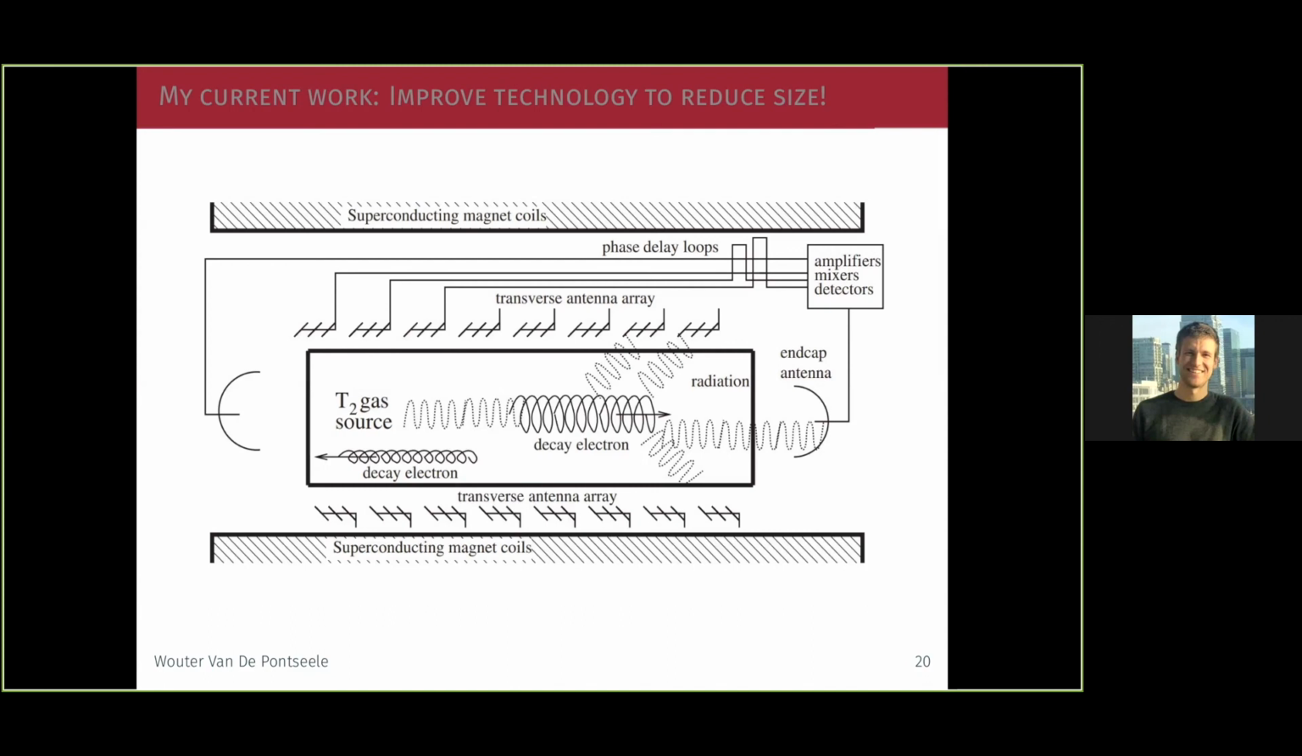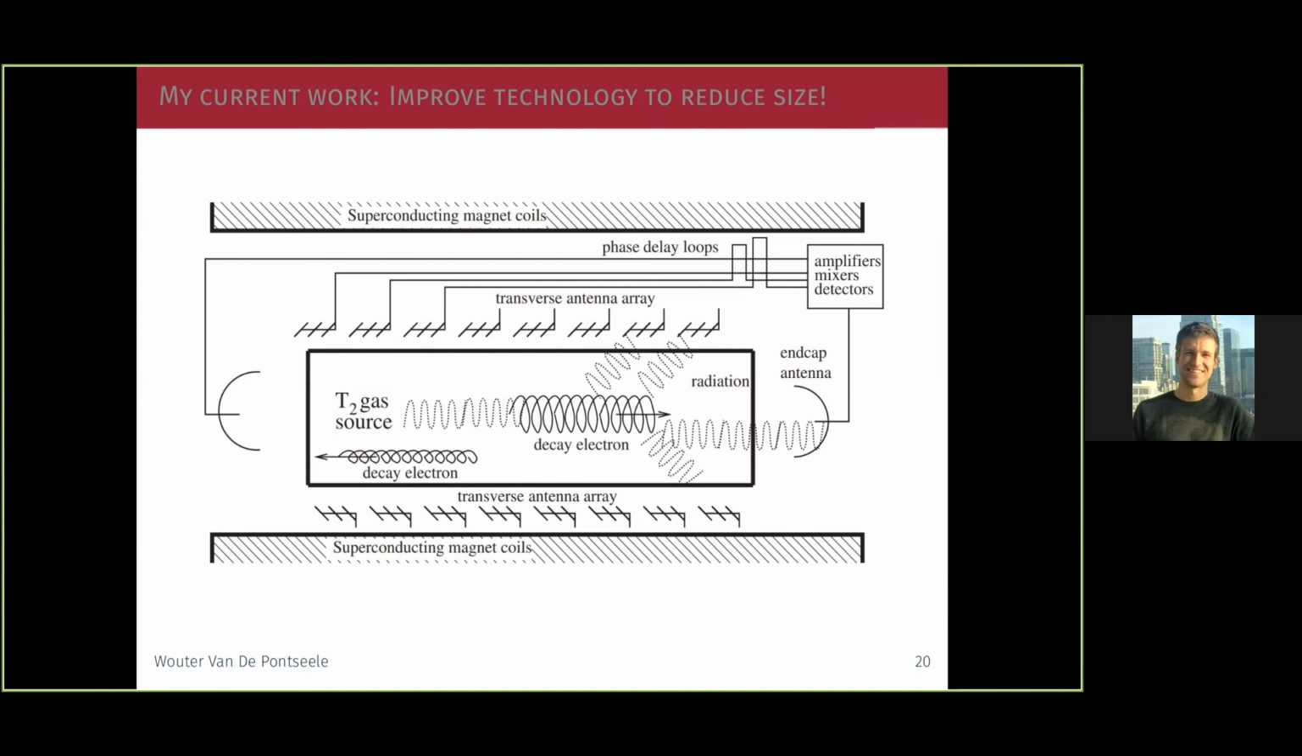You're doing an indirect measurement. You're trying to focus on the electron to learn about the neutrino. So to study this electron, you need to make sure that it doesn't escape, because it flies, of course, near the speed of light. And for that, you will build a superconducting magnet.